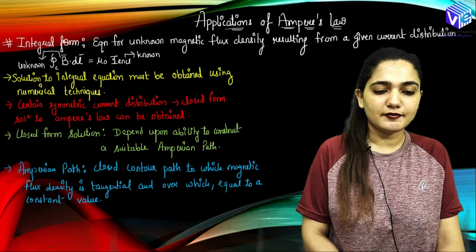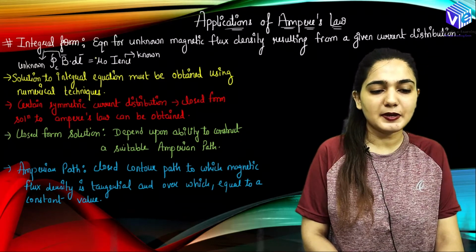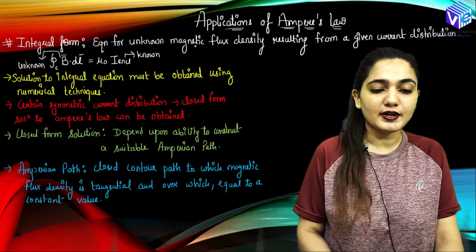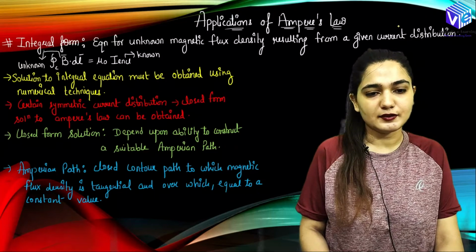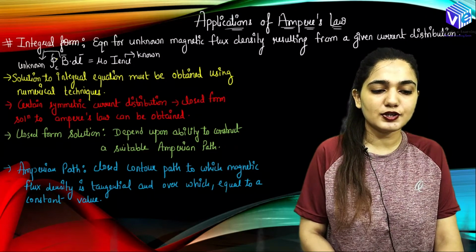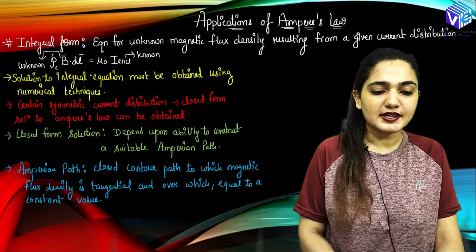So now here we will be knowing what is the current enclosed. I can compute the B in a very simple manner. So this is the equation for unknown magnetic flux density resulting from a given current distribution. If I know what the current distribution is, I can find out the B, which is unknown, right? So this is the integral form.